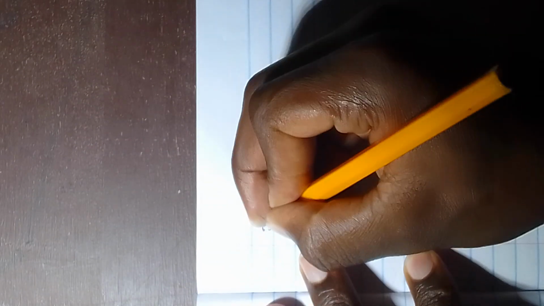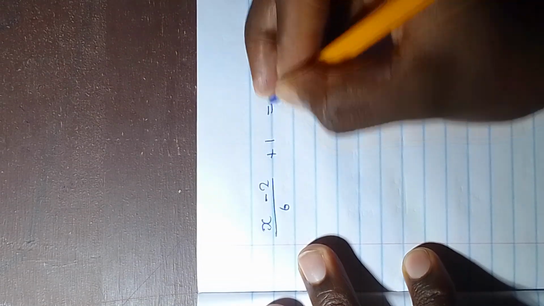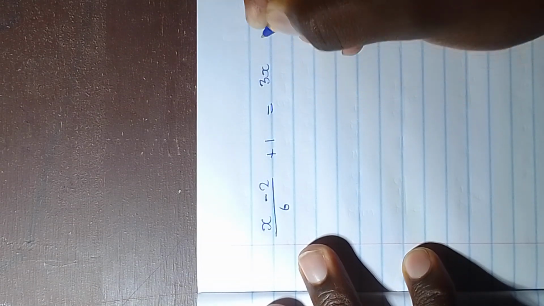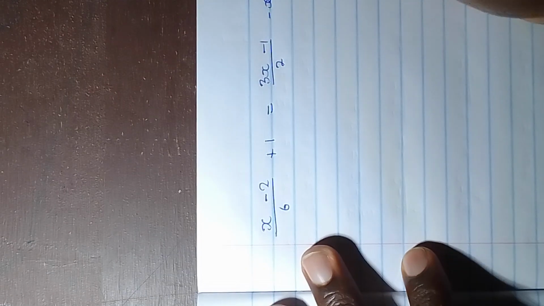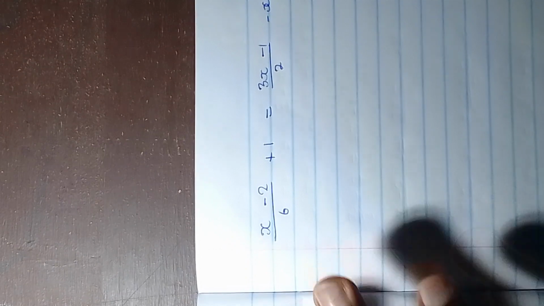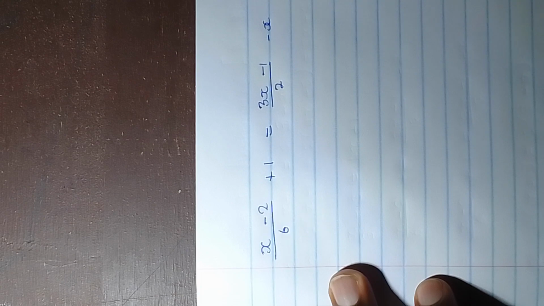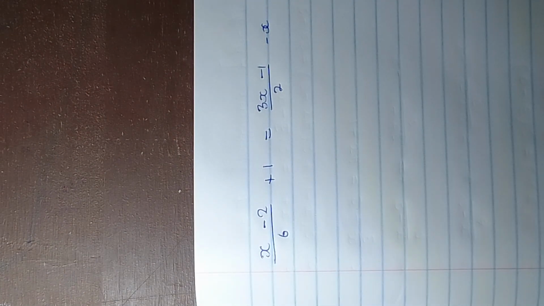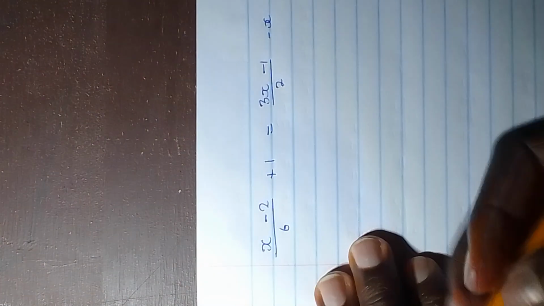Let's see, x minus 2 over 6 plus 1 equals 3x minus 1 over 2 minus x. Again, what did I say? We multiply the whole equation by the LCM in order to eliminate the fraction. Sorry about that, it's x. From there, the denominators are 6 and 2, then our LCM is 6.